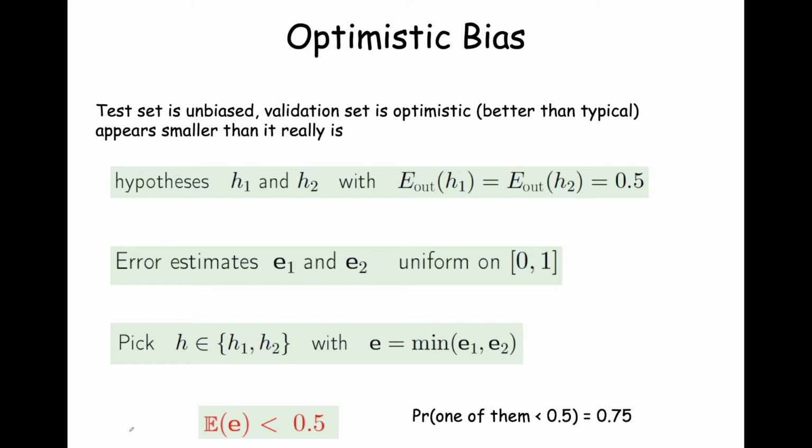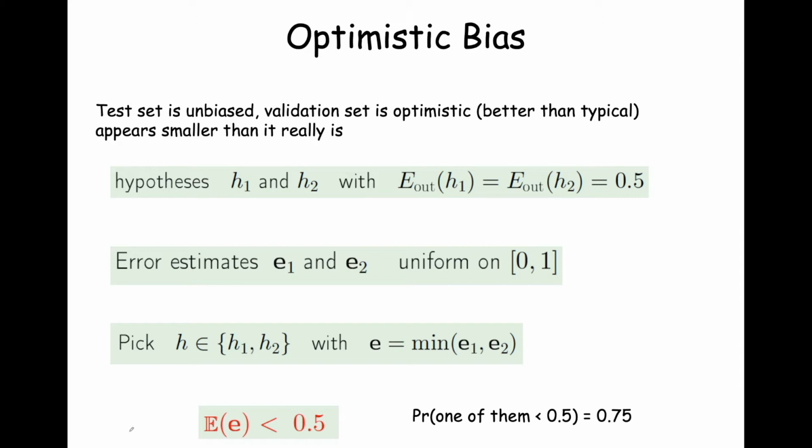We had two hypotheses that each have an out-of-sample error of 0.5. And we had an error estimate for each one. We called E1 the error estimate for H1, and E2 the out-of-sample error estimate for H2. And so error, of course, can be between 0 and 100%. So E1 and E2, as far as distribution of error is concerned, are uniform in the closed interval between 0 and 1 on the real number line.